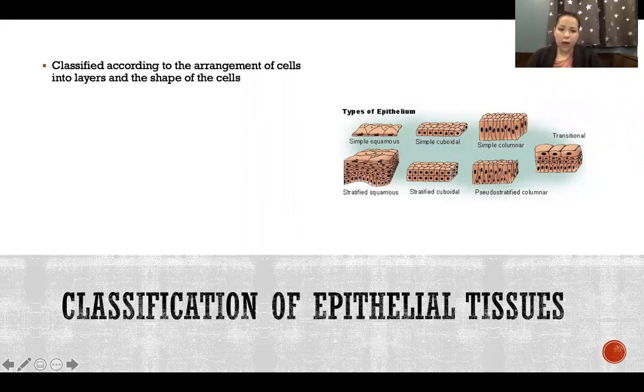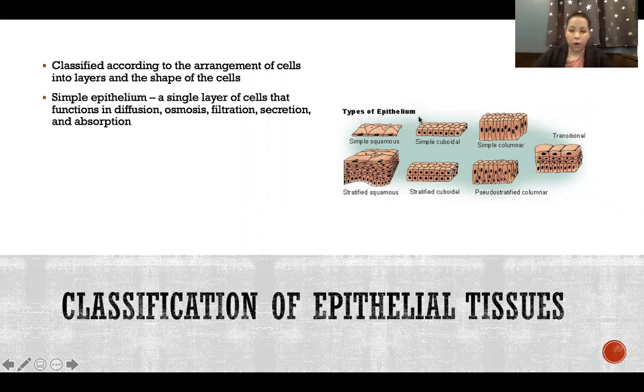We classify according to the arrangement of the cells and the shape of the cells that are in those layers. Okay, so first by the arrangement, so the number of layers of cells. Simple epithelium, simple just means it has one layer of cells. So a single layer of cells that functions in diffusion, osmosis, filtration, secretion, and absorption.